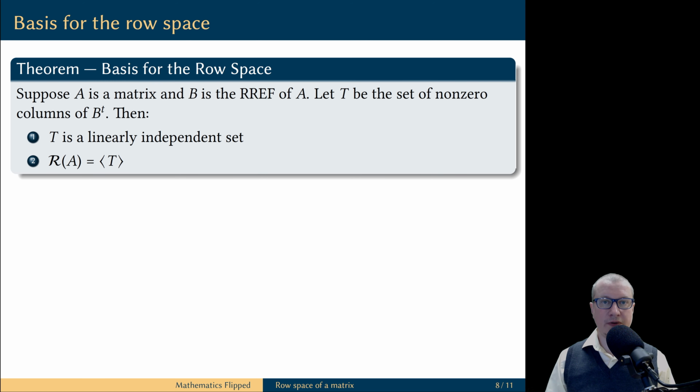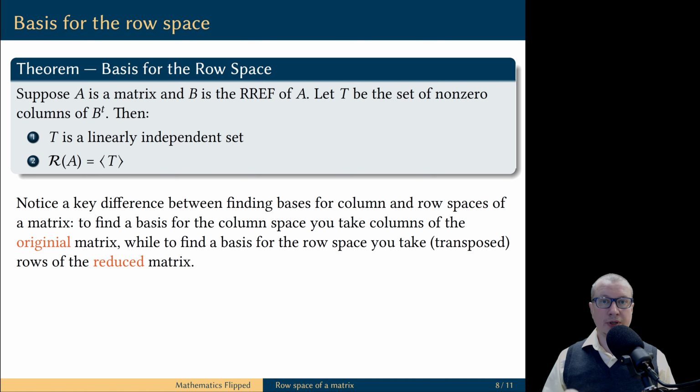This is based on the following result. There is an alternative way to find the basis of the row space. Suppose we have a matrix A and B is the reduced row echelon form of the matrix A. So we still reduce the original matrix A, not its transpose. Then we take the set of non-zero columns of the transpose of the reduced matrix. In other words, we take non-zero rows in the reduced form and we transpose these non-zero rows to produce non-zero columns. Then this set is linearly independent and it actually spans the row space of the original matrix A.